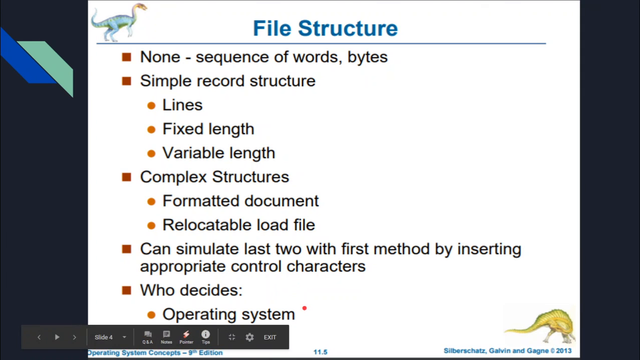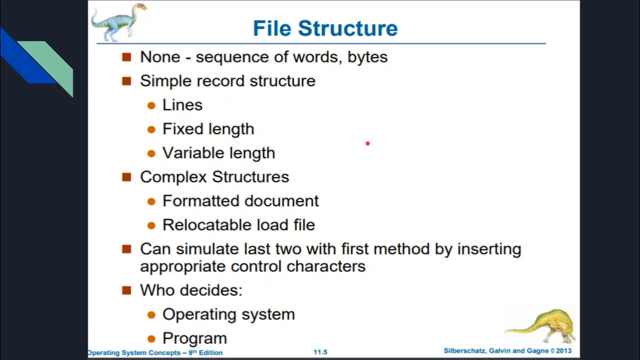How is it decided? The operating system decides the nature of the file. Otherwise, the user, when writing the program, decides how the file format should be when they define the data structure: these are the fields, these are the field types, this is the length. So the user can also define the structure of the file, and the operating system can also define the structure of the file.